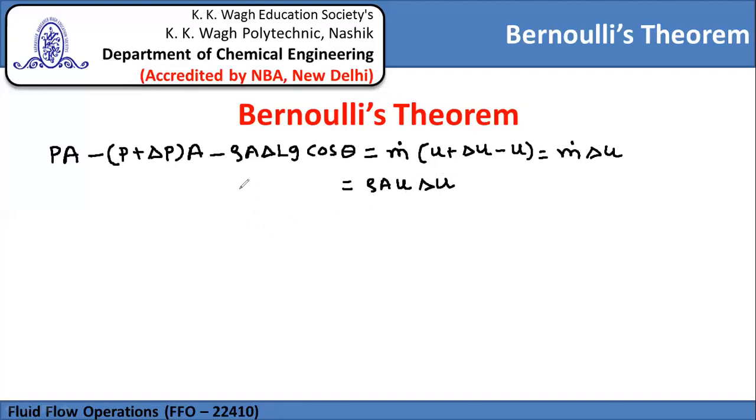So if we consider it, on the left hand side, PA and minus P into A will get cancelled, and the remaining term will be delta P into A minus rho A delta L G.